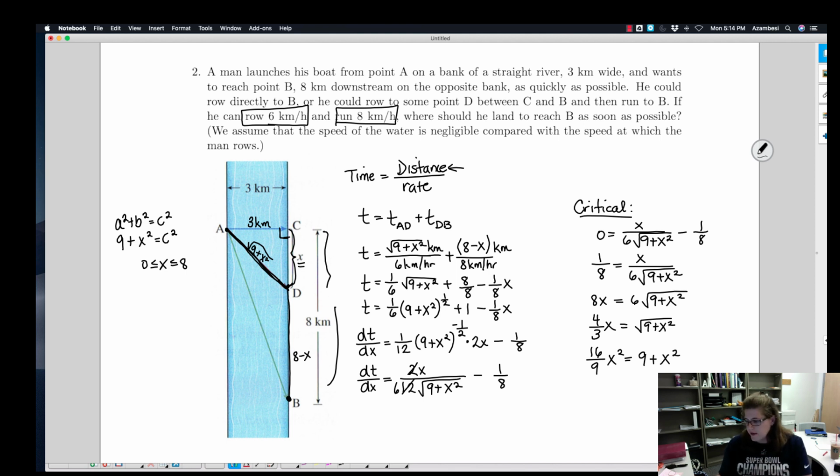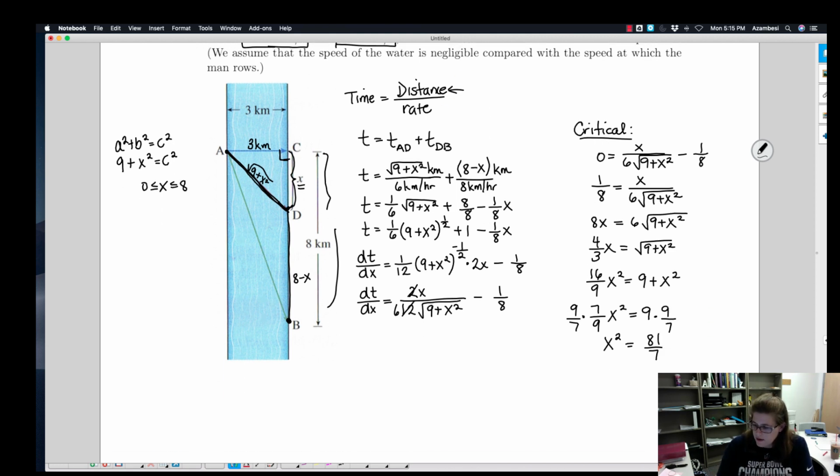Bringing all of my x terms to one side, 16/9 x squared minus 9/9 x squared gives me 7/9 x squared equal to 9. And then multiplying by 9/7 on both sides gives me x squared equal to 81/7, and taking the square root of both sides, x is equal to 9 over the square root of 7.